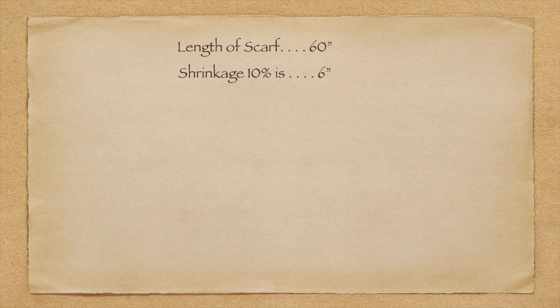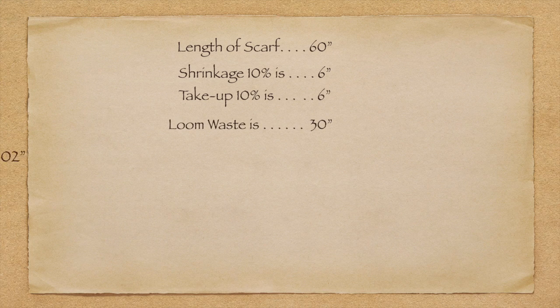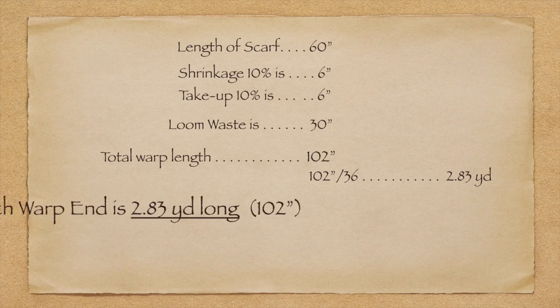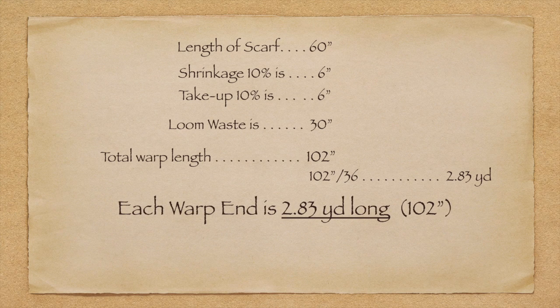So the length of our scarf is 60 inches. Shrinkage at 10% is 6 inches. Take up 10% also, 6 inches. And loom waste is 30 inches. So our total warp length comes to 102 inches. We divide that by 36 to get 2.83 yards. So each warp end is 2.83 yards long, or 102 inches long.